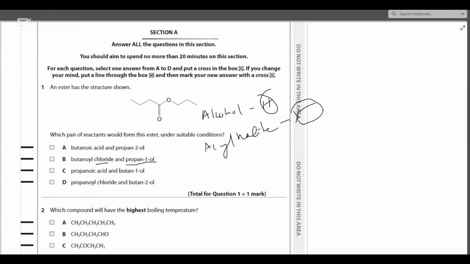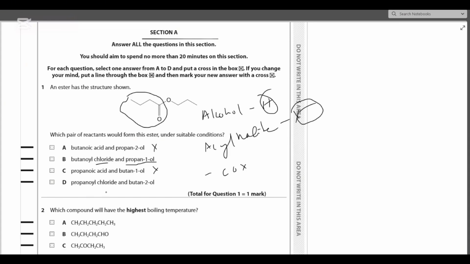As they go away, the remaining intermediates add together and produce the final product, which is an ester. So in this case, this makes A and C irrelevant. The only options left are B and D. Now we need to check the number of carbons on the left side. We have 1, 2, 3, 4. There are 4 carbons. Why did I say 4 carbons on the left side? Because we know that an acyl chloride contains the functional group COX, where there is a double bond with oxygen.